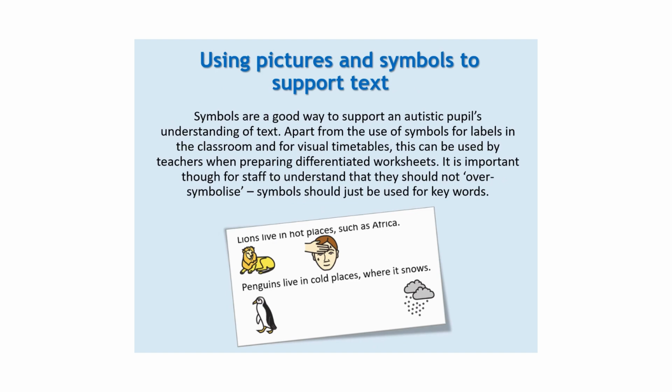Using pictures and symbols to support text. Symbols are a good way to support an autistic pupil's understanding of text. Apart from the use of symbols for labels in the classroom and for visual timetables, this can be used by teachers when preparing differentiated worksheets. It is important though for staff to understand that they should not over-symbolize. Symbols should just be used for key words.